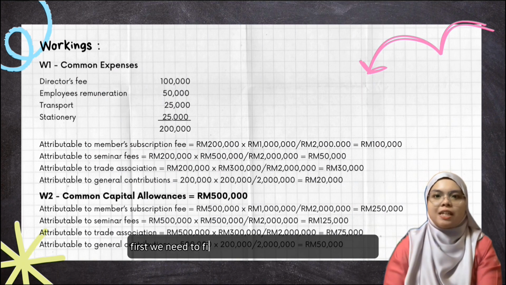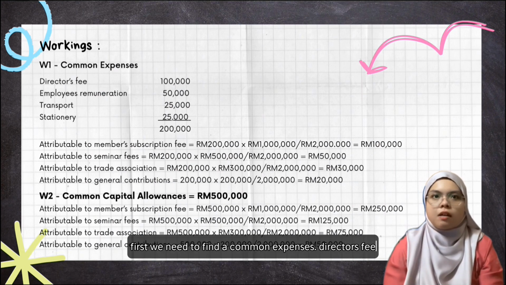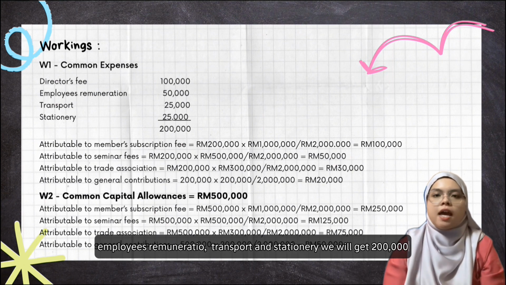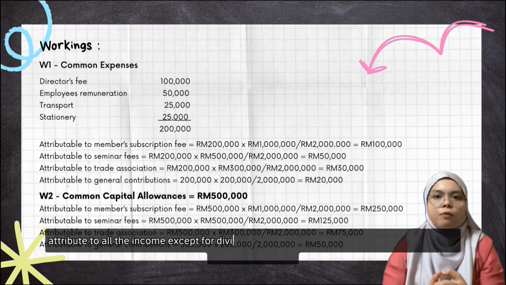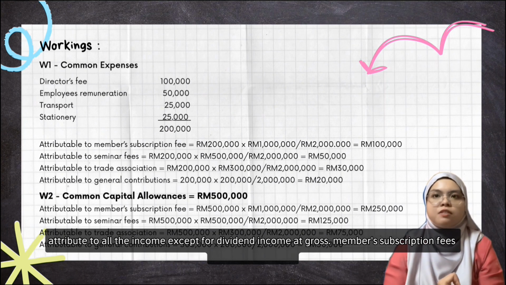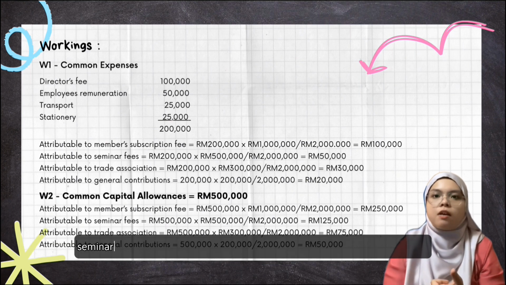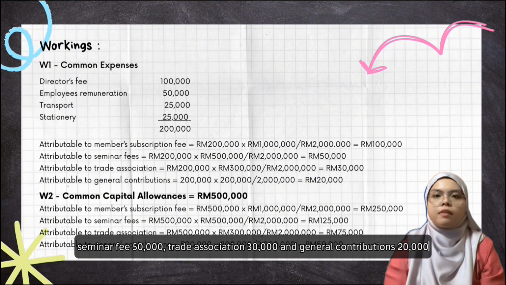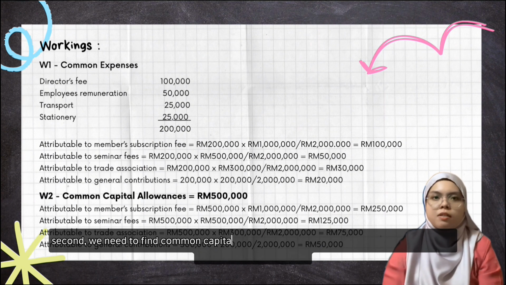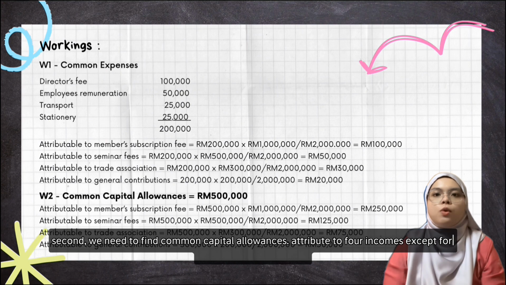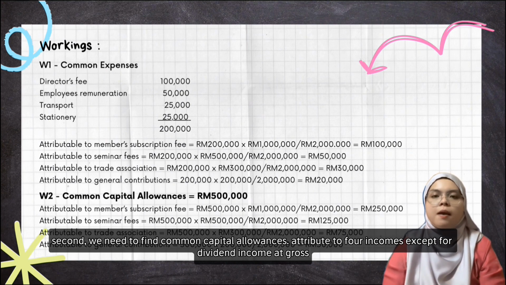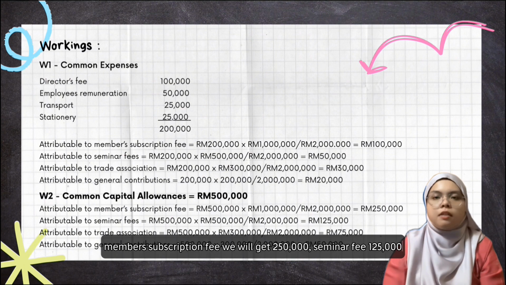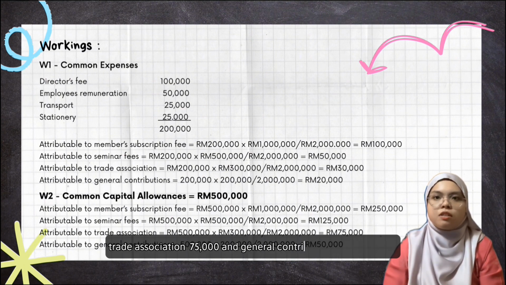First, we need to find the common expenses. Director fee, employees remuneration, transport and stationery, we will get 200,000, attributed to all the income except for dividend income at gross. Member subscription fee we will get 100,000, seminar fee 50,000, trade association 30,000, and general contributions 20,000. Second, we need to find common capital allowances, attributed to all income except for dividend income at gross. Member subscription fee will get 250,000, seminar fee 125,000, trade association 75,000, and general contributions 50,000.